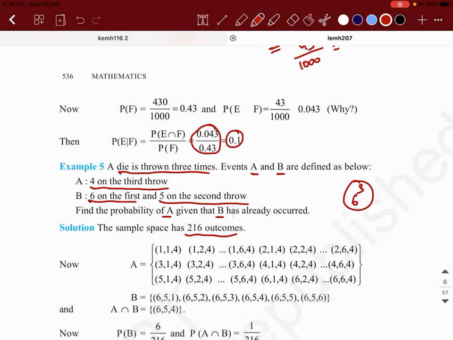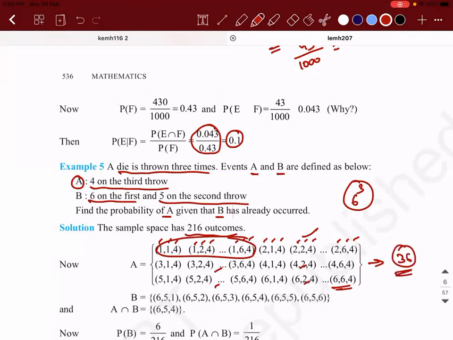So in those ordered triplets, for the event, 4 should occur on the third roll. So the first can be 1, the second can be 1, the third will be 4, or 1 2 4, or 1 3 4, 1 4 4, 1 5 4, 1 6 4. That is a series with 1. Similarly, if you start with 2, 2 1 4, 2 2 4, 2 3 4 till 2 6 4. Similarly, if I keep writing, I'll get it till 6 6 4. How many such elements will I get? 6 times 6. It will be 36 elements.